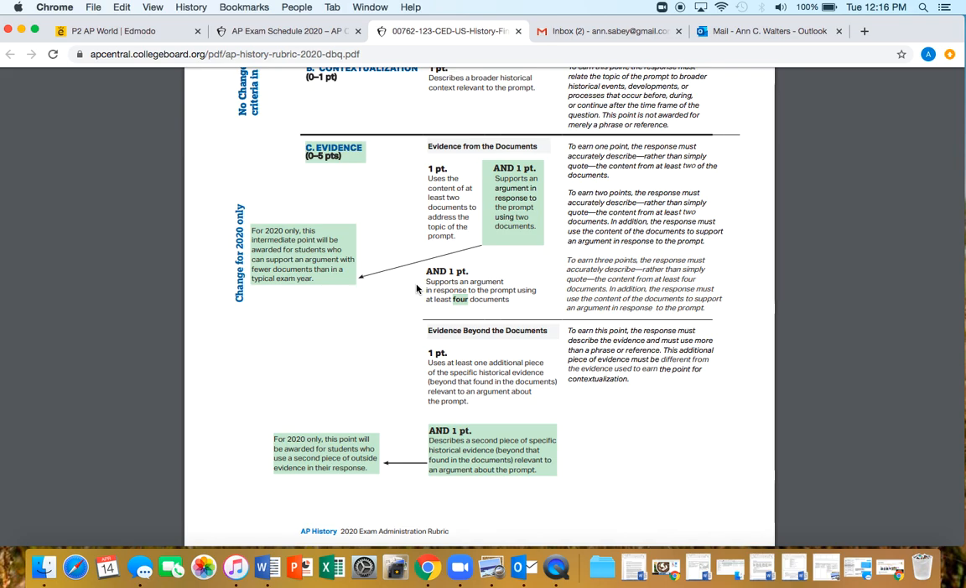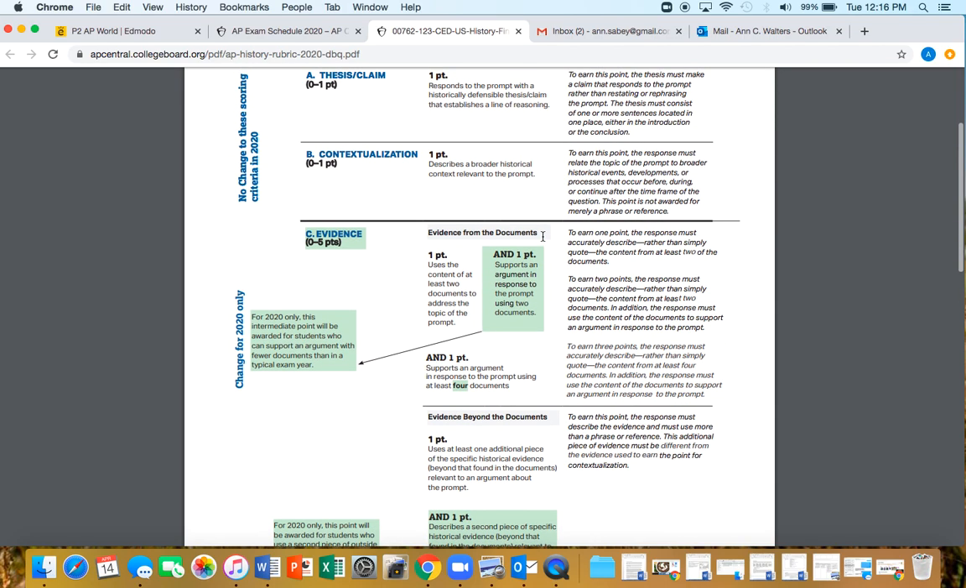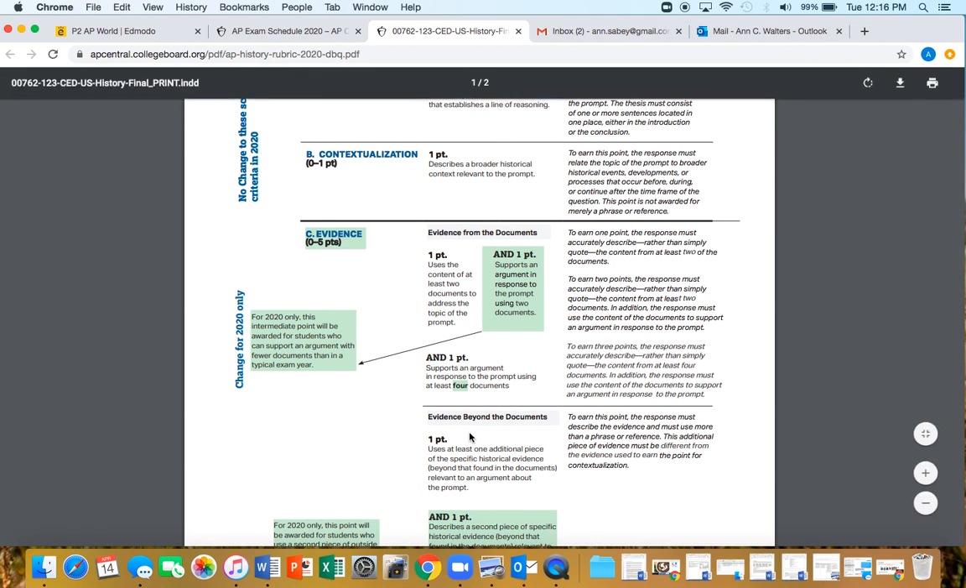If you really struggle with timing, you might forego this point. I know that's going to be hard, but you might just focus on getting these 2 to make sure that you can also focus on context and thesis and these points down here.